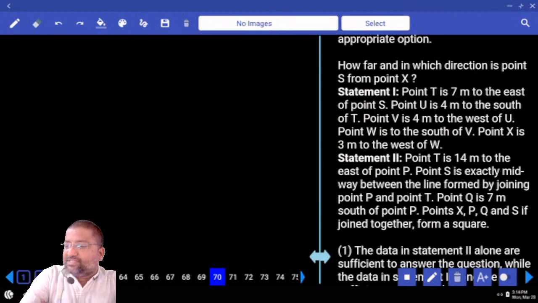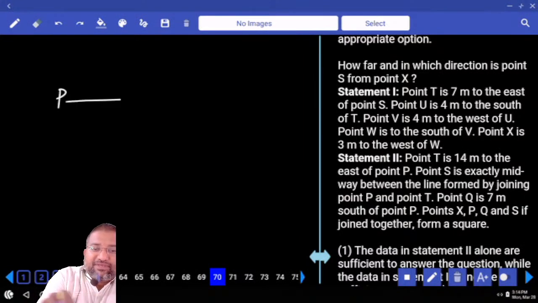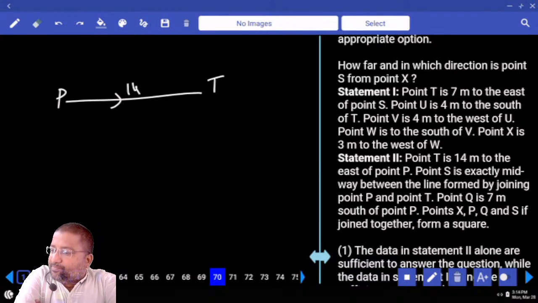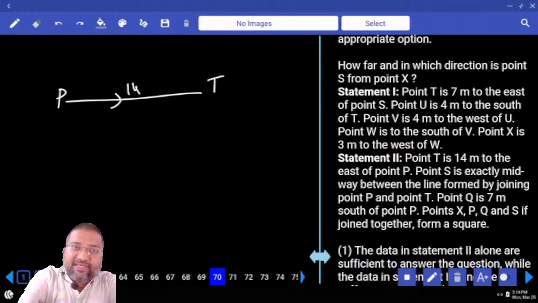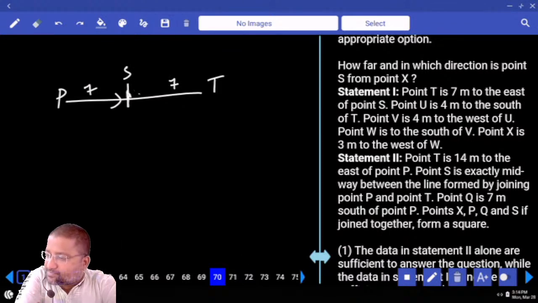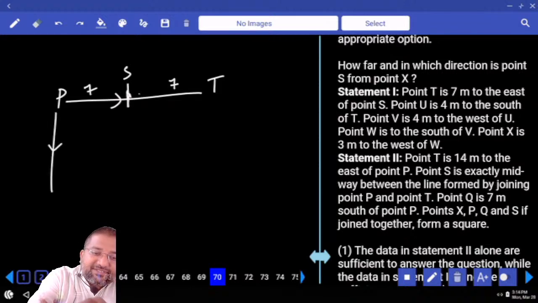Point T is 14 meters to the east of P. East of P is the right side, 14 meters is point T. Point S is exactly midway between the line formed by joining points P and T. Exactly midway is S, and this is 7, this is also 7. Okay? Next, point Q is 7 meters to the south of point P, and this is point Q.